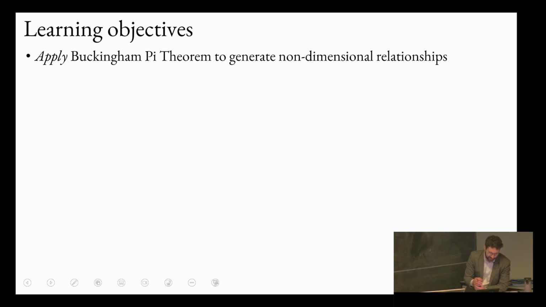The learning objective is just one: we're going to apply Buckingham pi theorem to generate non-dimensional relationships in this lecture. An important thing to understand about Buckingham pi theorem before we get into it is that it doesn't tell you what the functional relationship is. If you assume that there's a relationship between different variables, Buckingham pi theorem just distills that down to the non-dimensional variables. It doesn't tell you what the actual functional form of that relationship is.